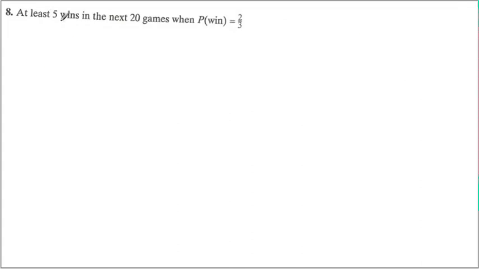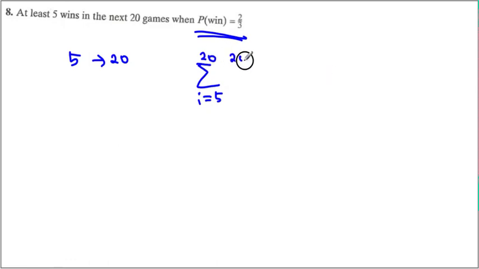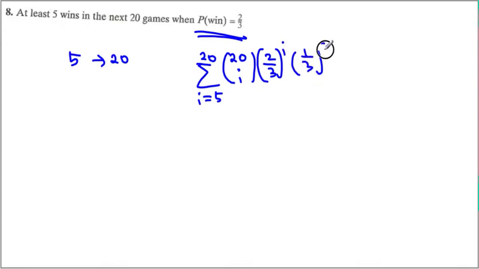Alright, at least 5 wins. That means we are looking at 5, 6, and all the way up in the next 20 games, while the probability of winning is 2/3. Okay, let's look at it. At least 5 wins means we are looking at 5 wins to 20 wins. Then our summation has to be i goes from 5 to 20. Now, the binomial coefficient will be 20 choose i, and we're going to have 2/3 to the i, i number of successes. That means failure, which is 1/3, has to be to the 20 minus i. So therefore, this becomes our answer.